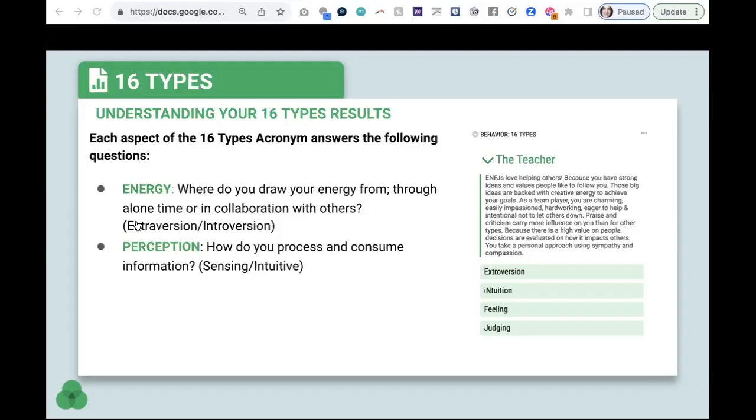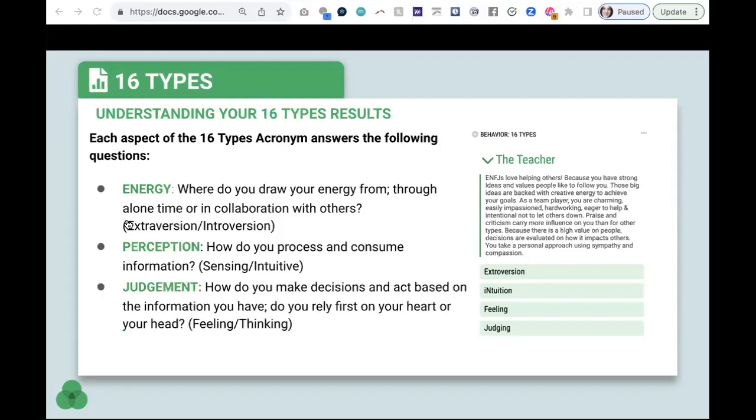Are you saying, let me see all of the facts? Or are you saying, let me see the bigger picture? Let me see what I'm sensing. What are the patterns or abstract ways that I'm observing as I process this information? Now, the judgment function, judgment preference, answers the question, how do you make decisions and take action based on the information that you have? So the perception is, how do you take it in and how do you sort of decipher it? And the judgment is now the next step. Now that, based upon how you've consumed it, how do you make that decision? Do you rely first on your heart or your head? Are you more of a feeler or are you more of a thinker?